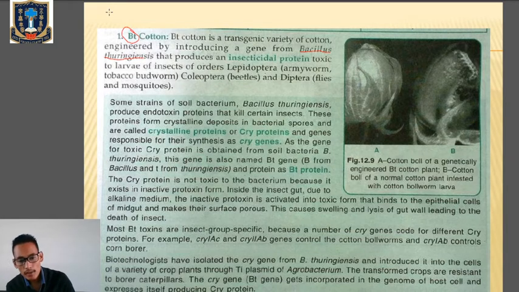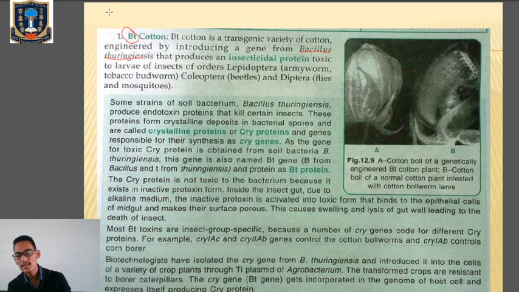Okay, so biotechnologists have isolated the cry gene from Bacillus thuringiensis, and they have introduced these genes into a number of varieties of crops to make them pest resistant. And whenever we are going to introduce a gene into the host plants, we require a vector. So in this case, those biotechnologists were using the Ti plasmid of Agrobacterium as the vector. Clear? And the transformed crops are resistant to the borer caterpillar.